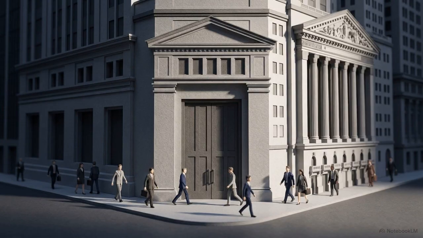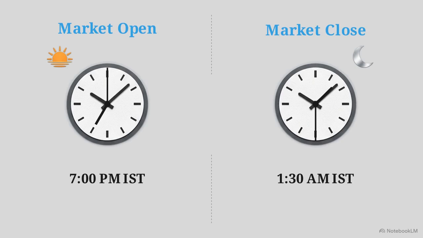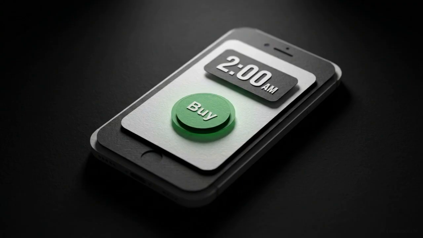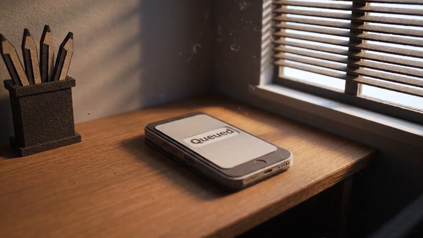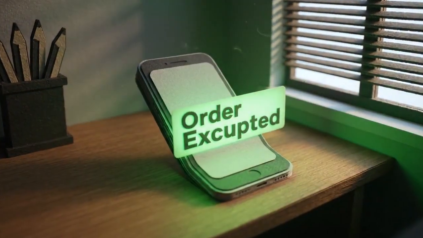When your account is funded, you can enter the market. US stock exchanges operate from 7 p.m. to 1:30 a.m. Indian Standard Time, though these hours shift slightly during the winter. You can place orders 24 hours a day. Any trade you set during Indian daylight hours will queue up and automatically execute the moment the US market opens.